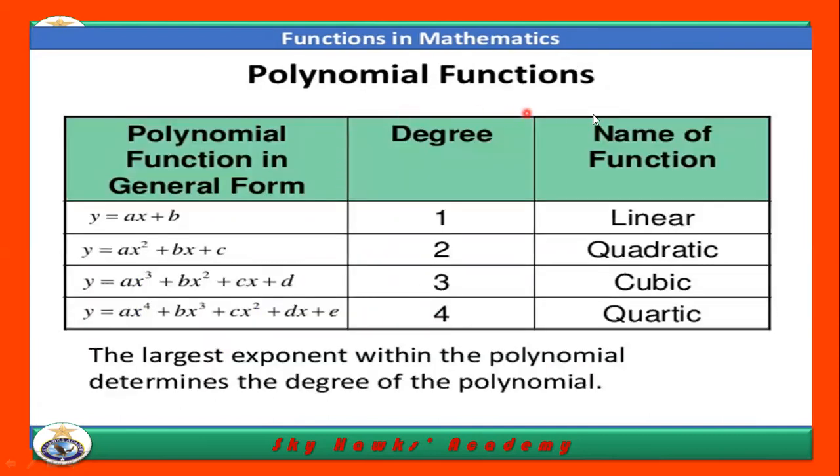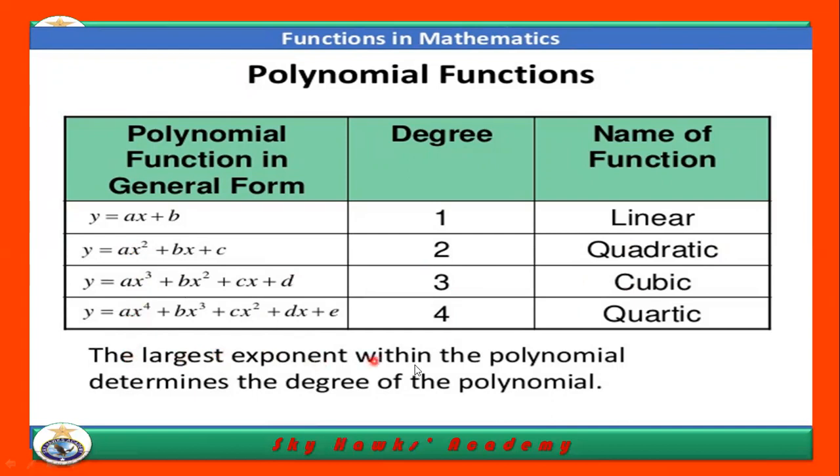In polynomial functions, we can see this is a linear one. The degree is 1 because x has power 1. It's quadratic because the degree is 2. And cubic, the degree is 3. So this function is cubic. And this function has degree 4.